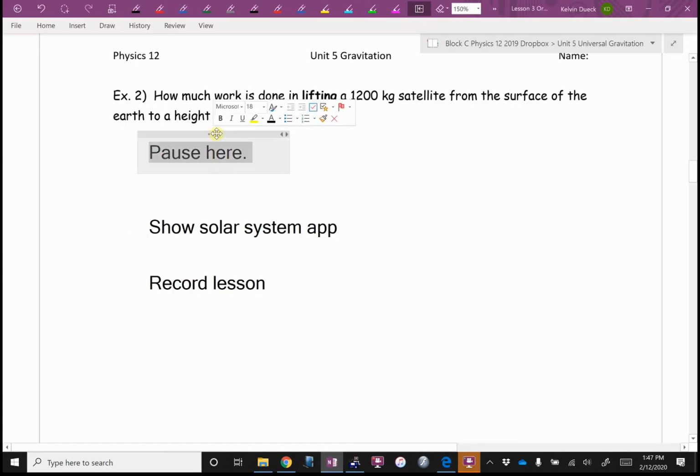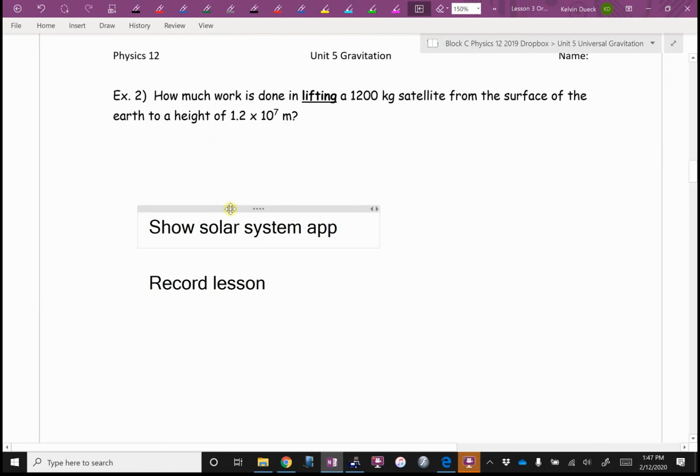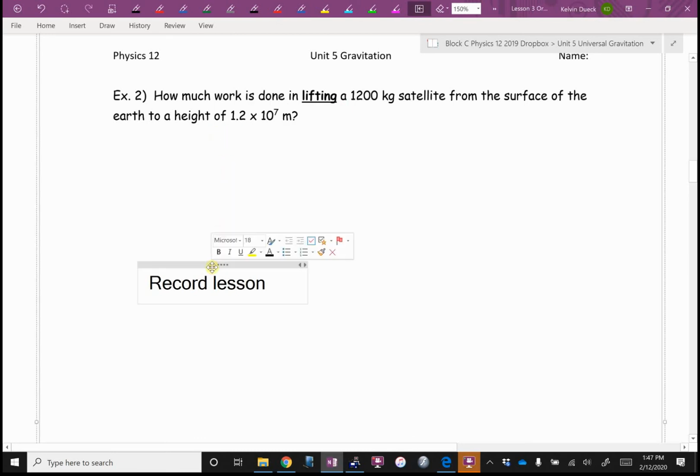So pause here. Show solar system app. Done. Record lesson.